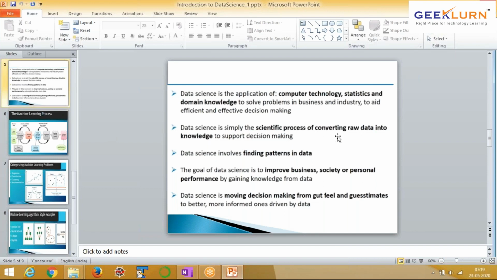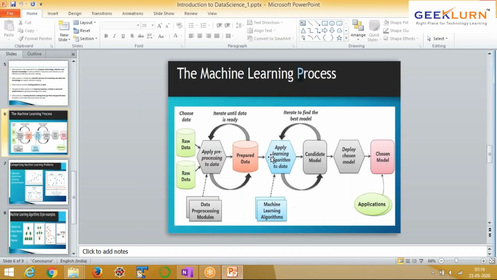A scientific process of converting raw data into knowledge. A scientific process means we are using some technology, like I just said, Python will be there, machine learning will be there, or some other process will be there. Data science involves finding patterns. I need to understand in what ways this data can be utilized. All right, guys, that is the meaning of data science.